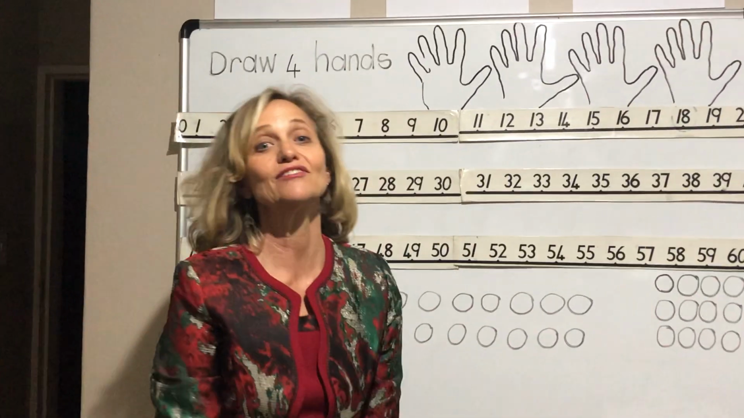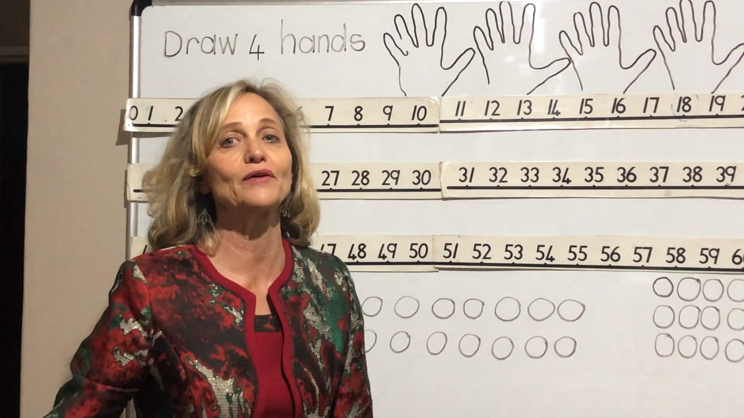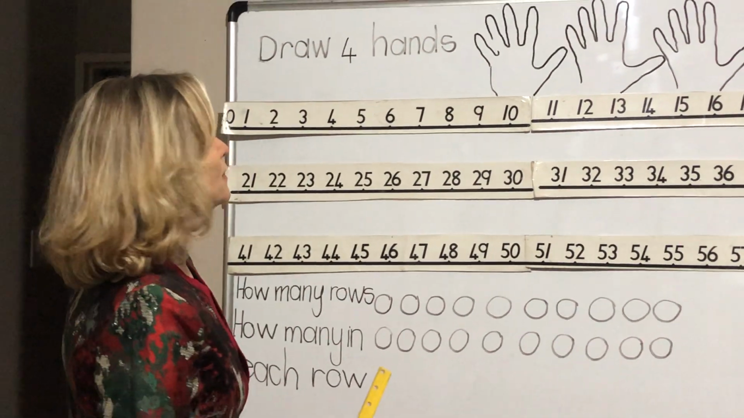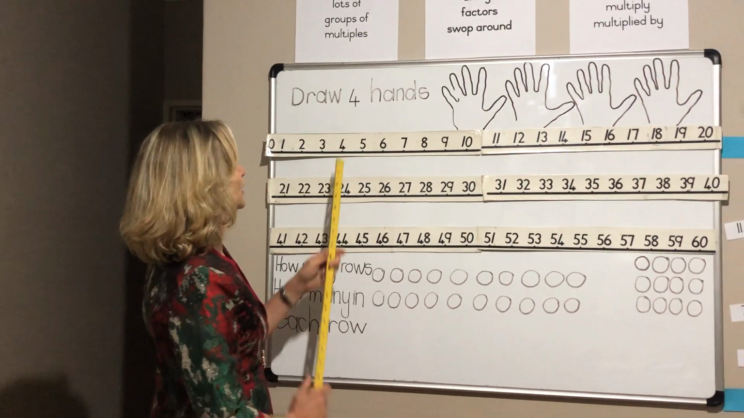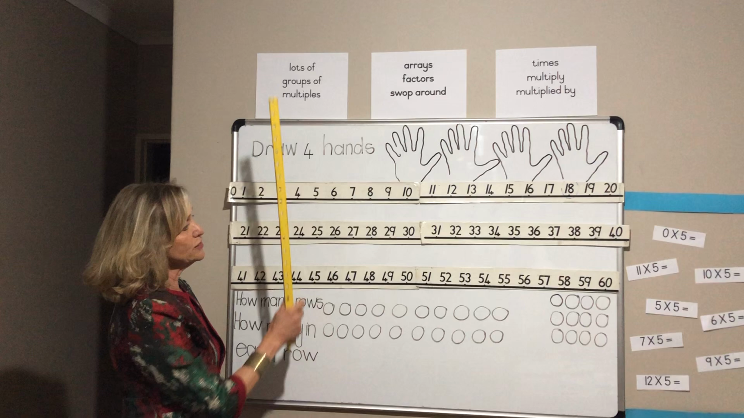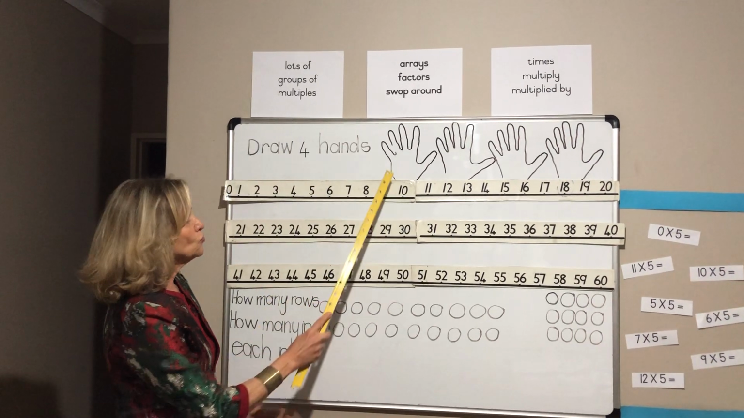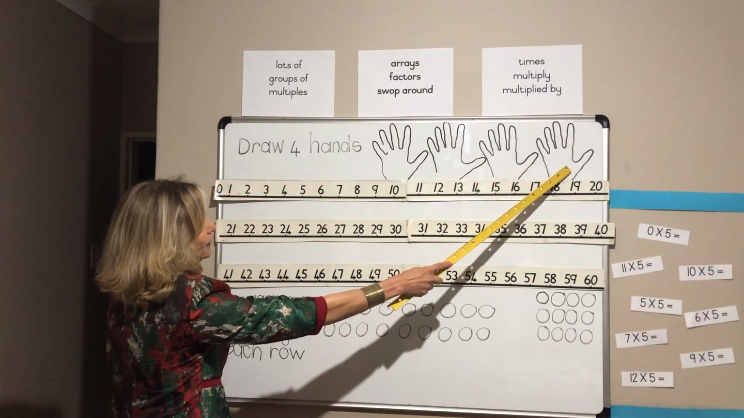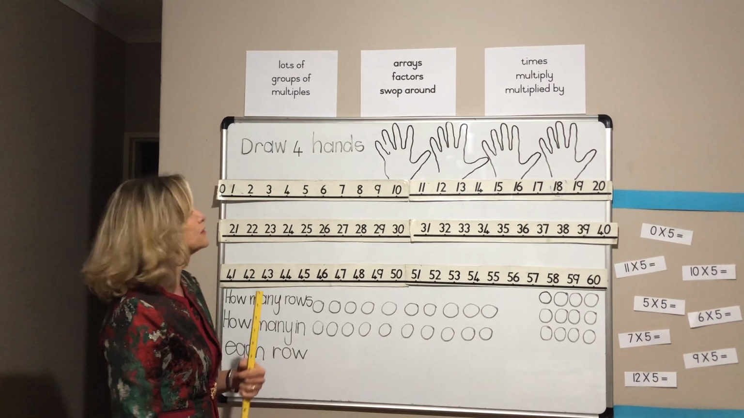Okay, so now you have to listen carefully because this is vocabulary. The vocabulary for multiplication, here we go. The vocabulary is "lots of." "Lots of" is the same as saying "groups of." Okay, can you see these groups of fingers?